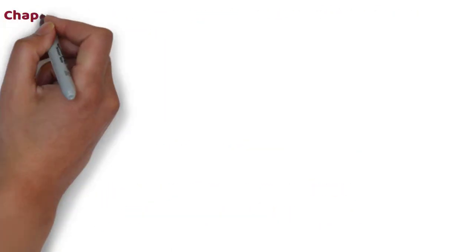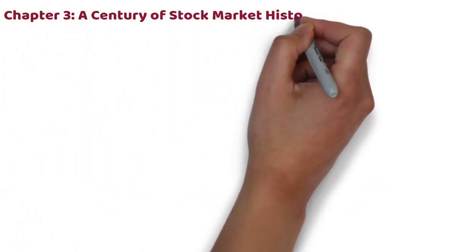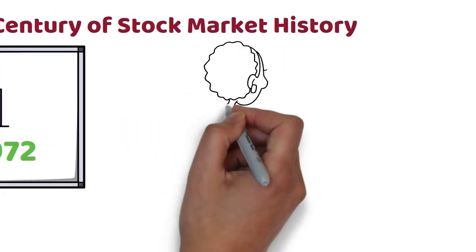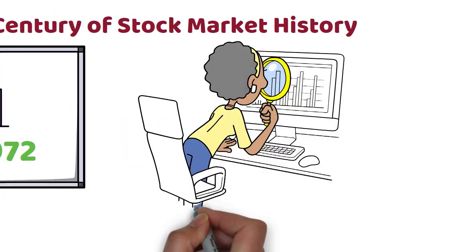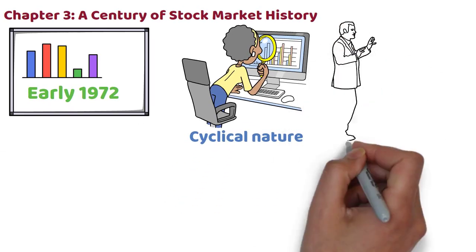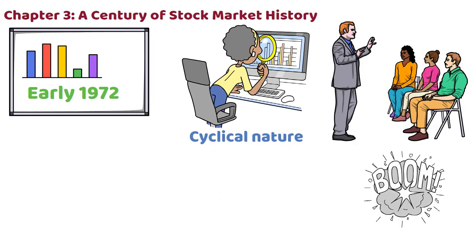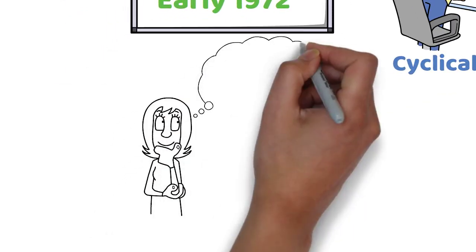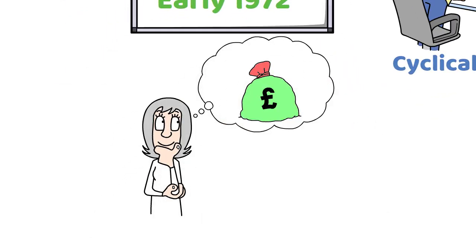Chapter 3: A Century of Stock Market History. The level of stock prices in early 1972. Graham offers a historical overview of the stock market, highlighting its cyclical nature. He explains how the market has experienced periods of significant booms and busts, and argues that understanding this history is crucial for making informed investment decisions.